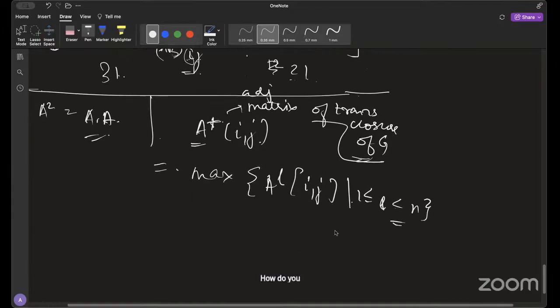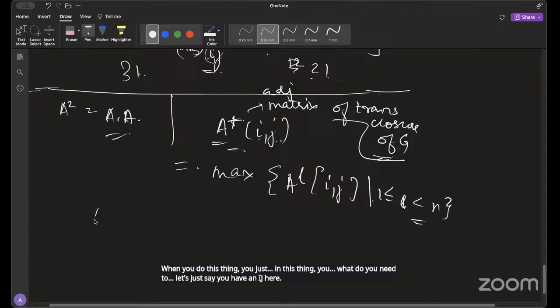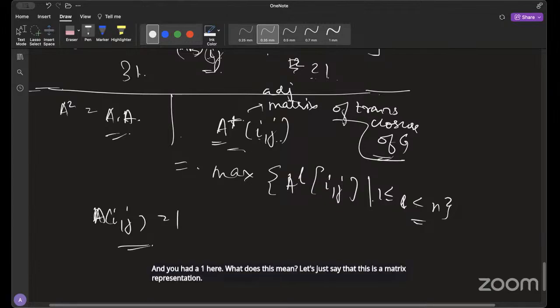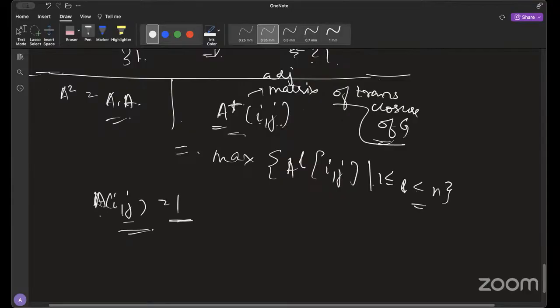How do you get this? What do you mean by this? Let's just say you have an aij here, and you have a 1 here. This is the adjacency matrix for some graph. What does this mean? Can someone tell what this means? The ijth entry in the adjacency matrix is 1. What does that mean? There's a direct edge from I to J.